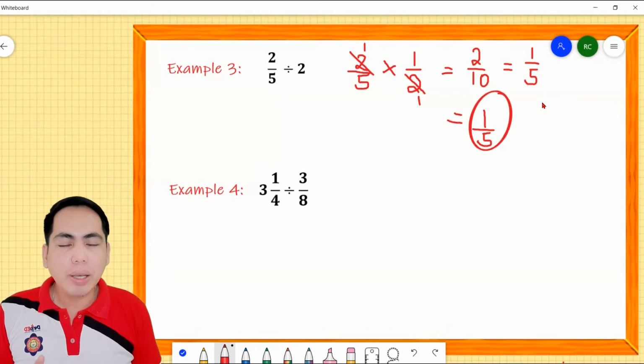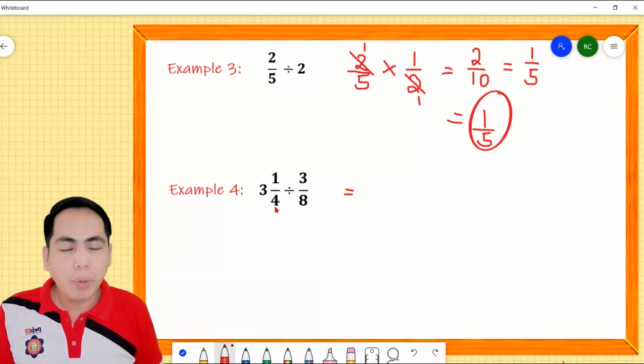Then let's proceed to example number 4. We have here a mixed number divided by a fraction. Before we can perform the operation, we have to rename first the mixed number into an improper fraction. So to rename this 3 and 1/4 into an improper fraction, we have to multiply our denominator 4 to our whole number 3. So 4 times 3 will give us 12, and then whatever is the product, we have to add that to our numerator 1. 12 plus 1 will give us 13, and then copy the denominator 4.